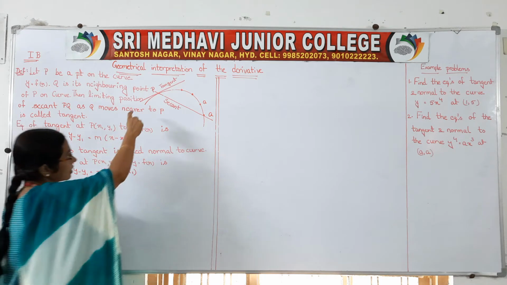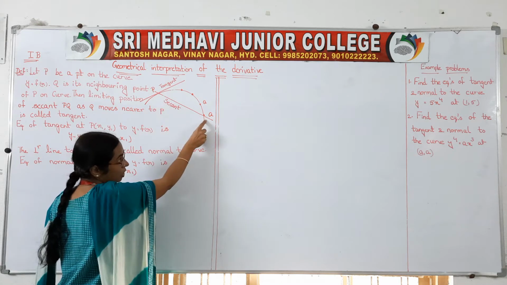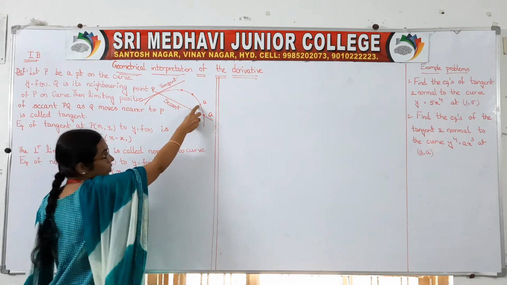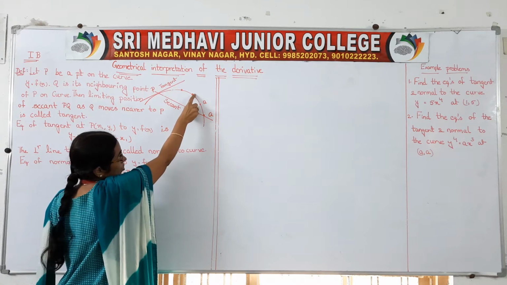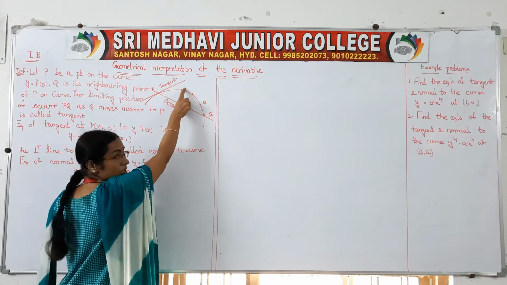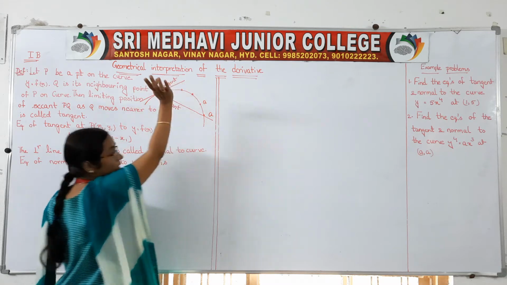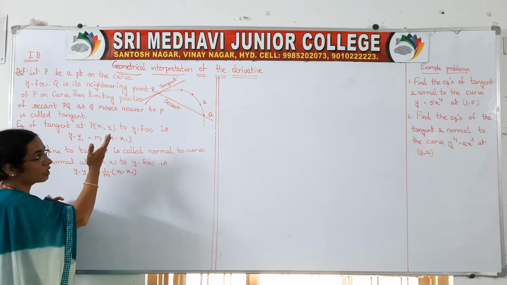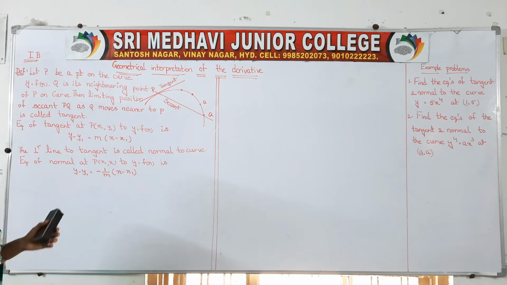So this is the tangent, right? The secant PQ's limiting position as Q moves nearer to P. Q comes here, so this is the line joining Q and P. Next Q comes here, this is your secant. Next Q comes here, and this is the PQ line. That is the limiting position of PQ when Q moves nearer to P along the curve, and it is called the tangent of the curve.